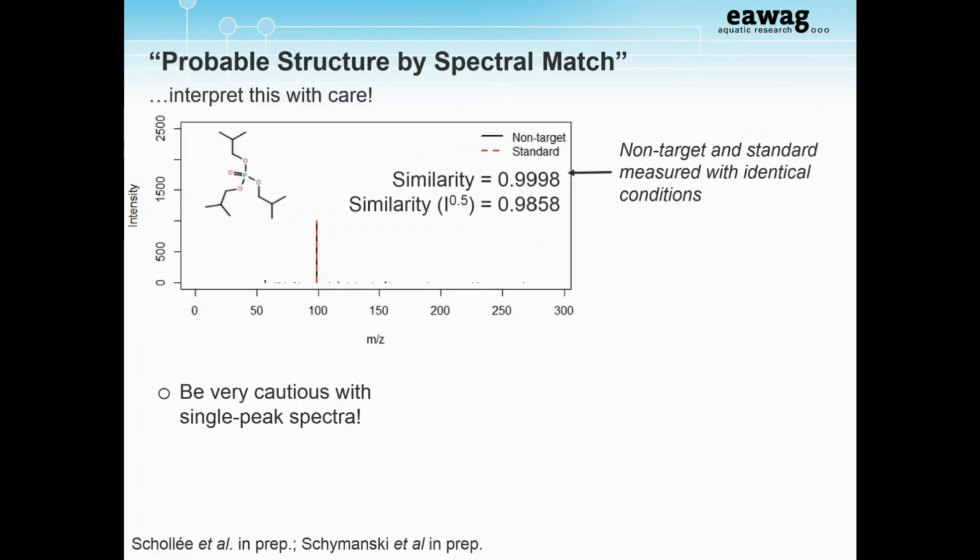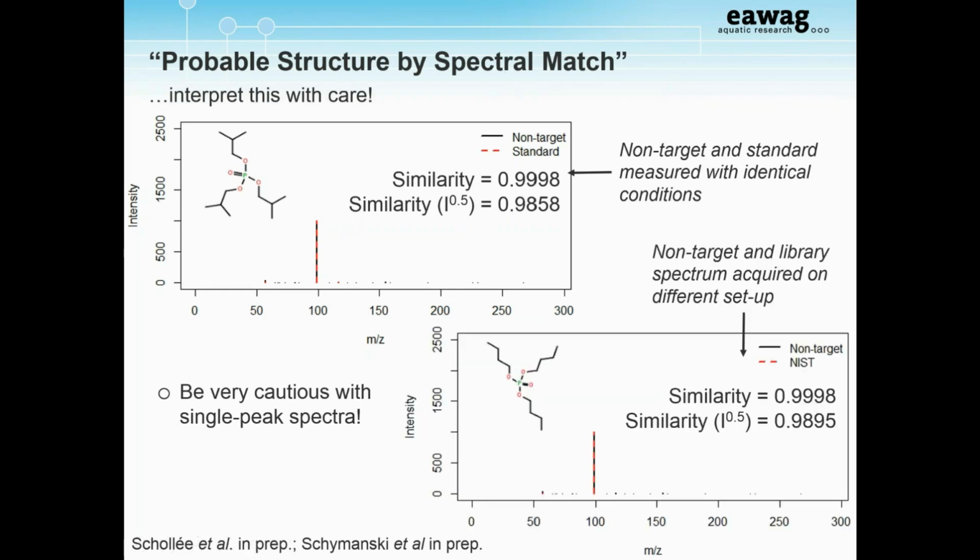And just to show an example to interpret this with care, this is an example from our own work, where we had this tri-isobutyl phosphate, and we had a non-target in our sample and a standard measured under absolutely identical conditions, and we have one of the best similarity values you could ever hope for, 0.9998. This is calculated with OrgMassSpecR. And even if we scale the intensity down a bit, we still get a very high value. But you can see that all your information is basically in one peak.